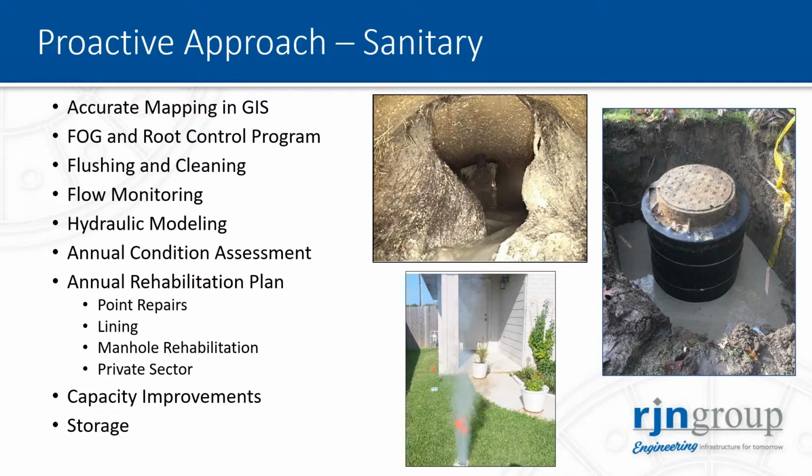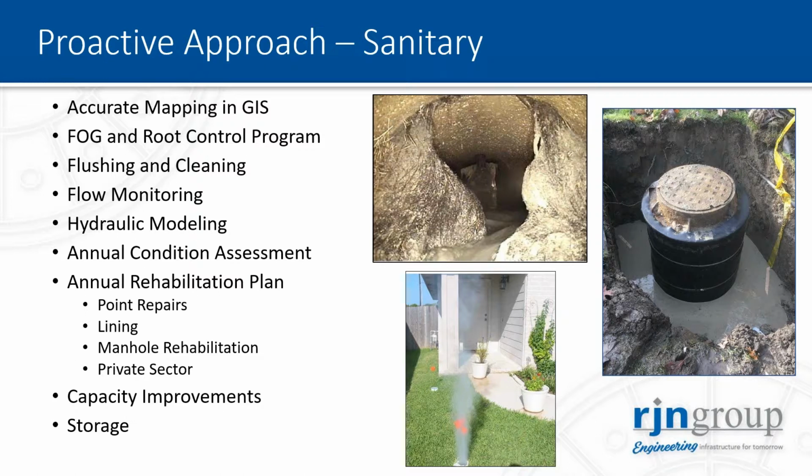So as we jump to proactive, obviously there's a lot more that you would do. Again, for each one of these, you're going to see the same thing: good mapping in GIS is really the first step. That's for all of these systems. On the sanitary side, FOG and root control is a really important part of any system, particularly if you've had any instances of dry weather overflows. Grease is usually the most common factor of why that happens. So if you do have those issues, do you have a program in place to minimize the risk of that?